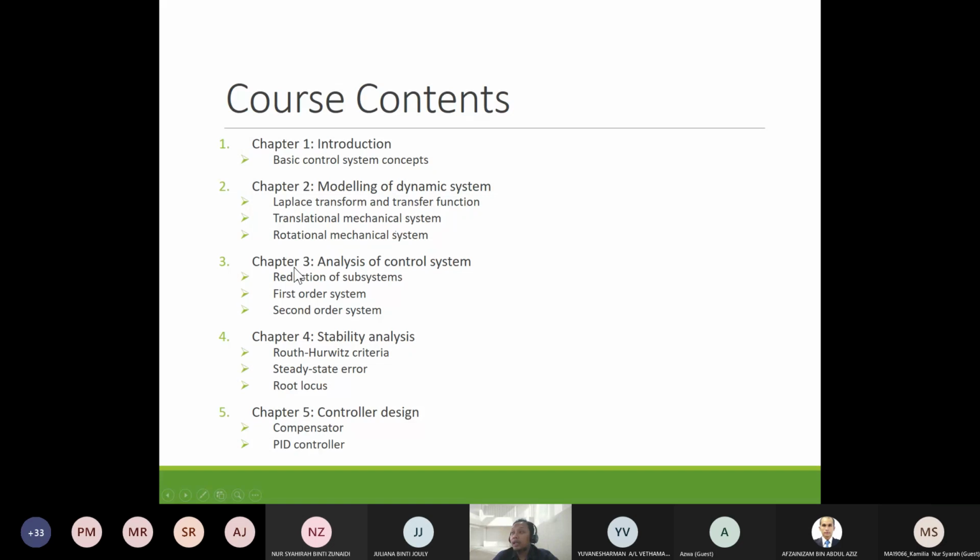In chapter 3, we will analyze the control system by using reduction of subsystems, and we will also look at types of systems involving first order and second order. Chapter 4 will be more towards stability analysis. We will be analyzing the stability of a system using Routh-Hurwitz criteria, steady state error, and also root locus. Lastly, we will develop a controller to ensure that the system you have developed functions within stable criteria. We will use a compensator and also a PID controller.